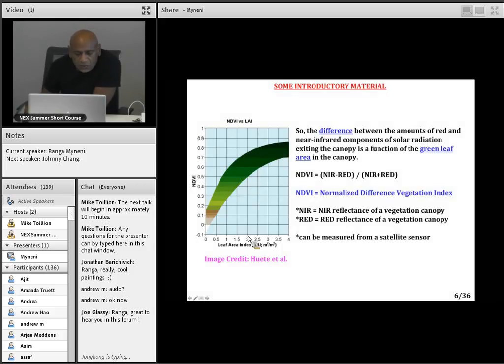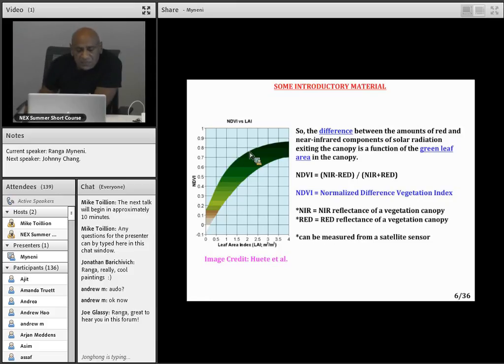So if you were to look at a leaf area index of 2, so that is for every square meter, there are 2 square meters of one-sided green leaf area, and you have an NDVI that can be anywhere between 0.5 to 2.75, say, for example. It's just a schematic illustration.